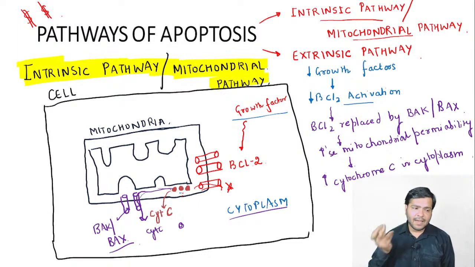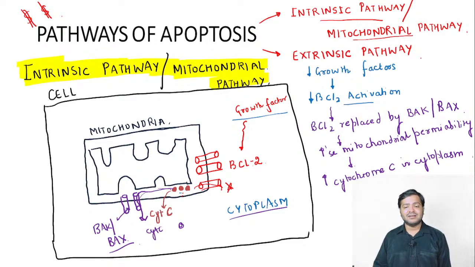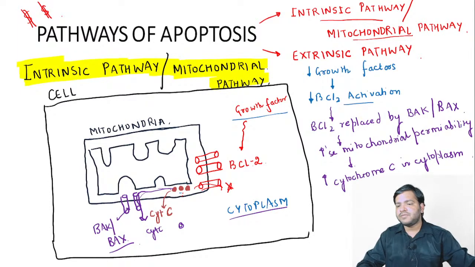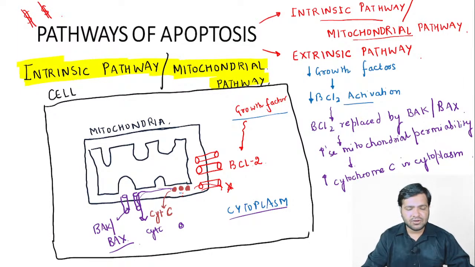Now, what will happen? Cytochrome C, as Vimal told, is used for oxidative phosphorylation. It is no more there in the mitochondria, so the structures are automatically destroyed. Now, what will happen after this? I will just write it on the next slide.